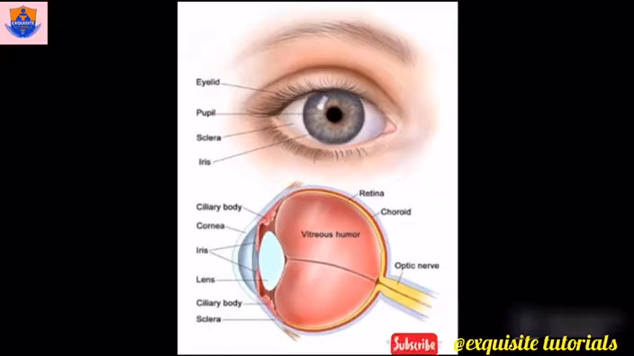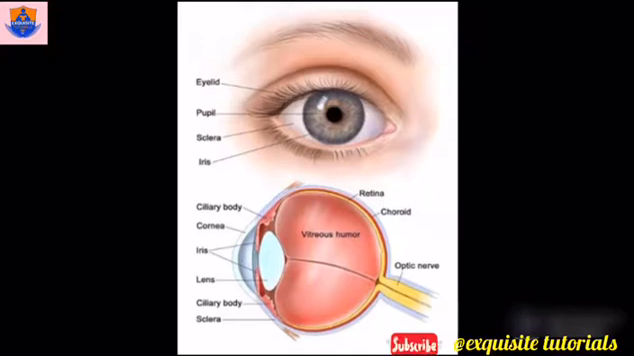Now the size of the pupil controls the amount of light that enters the eye. So the bigger the pupil, the bigger the amount of light that enters the eye, and vice versa. Now let's look at some eye defects.